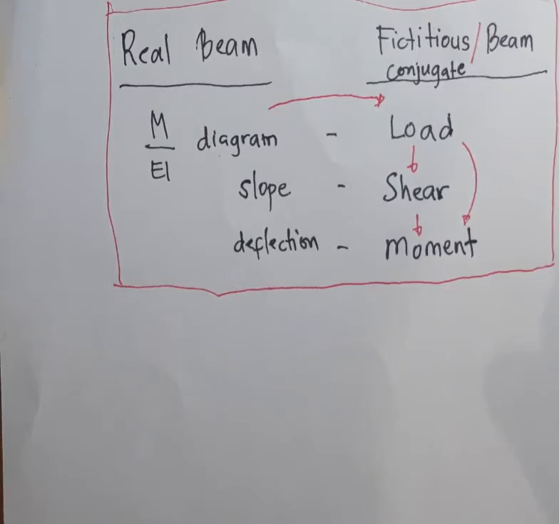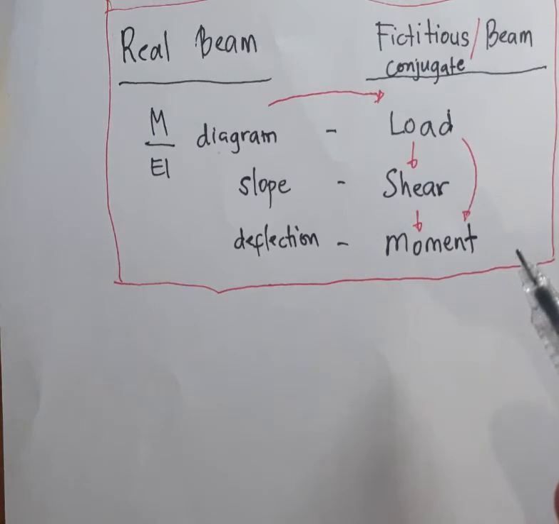The slope at a given point of the real beam is equal to the shear in the corresponding point of the conjugate beam. The deflection at a given point of the real beam equals the bending moment. So mo naman itong i-discuss. Equals the bending moment in the corresponding point of the conjugate beam. So the point of zero shear in the conjugate beam corresponds to the point of zero slope in the real beam. So take note sa number 11.